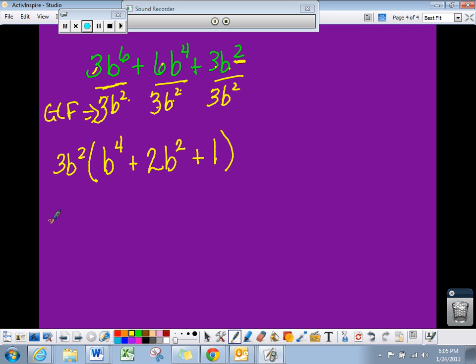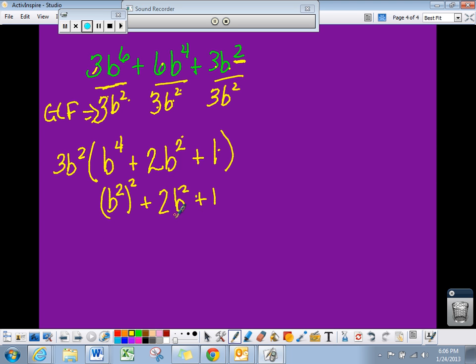Now this is where it becomes a little bit different, because now we got b to the 4th, which is a perfect square. We have b squared and we have the 1. So what we do in this case is that we sit here and we rewrite this. We rewrite this as b to the second squared plus 2b squared plus 1. Okay, so it's like a substitution method that you can look at that you're doing.